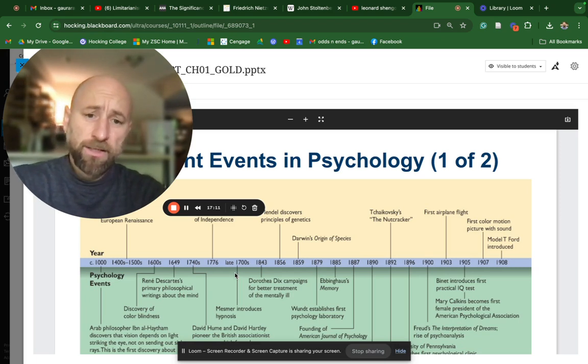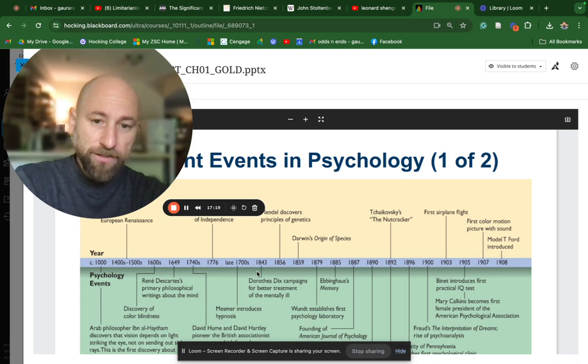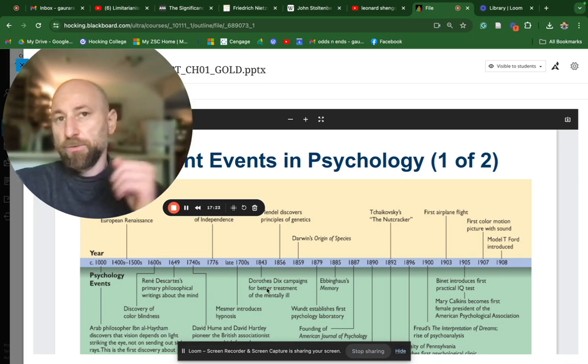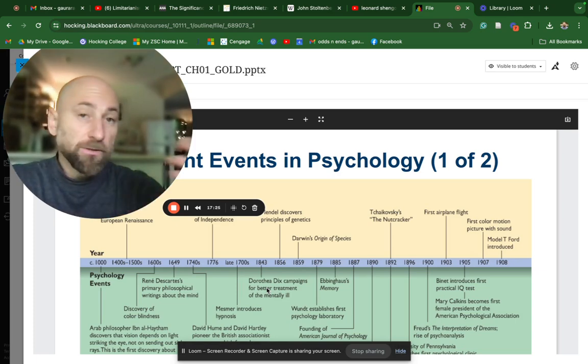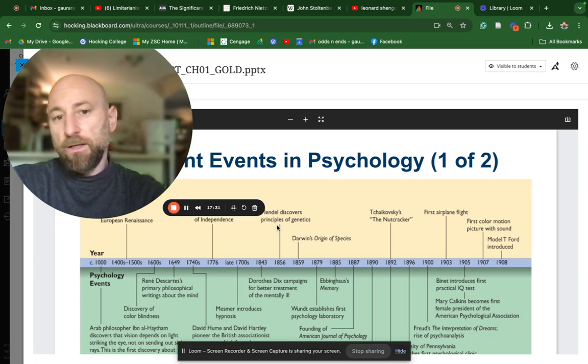That's relevant because Freud, who was an important early psychologist, started out as a hypnotist. 1843, Dorothea Dix campaigns for better treatment of the mentally ill. So, prior to this, people with mental illness were seen as being essentially possessed by ghosts, things like that. 1856, Mendel discovers the basic principles of genetics.